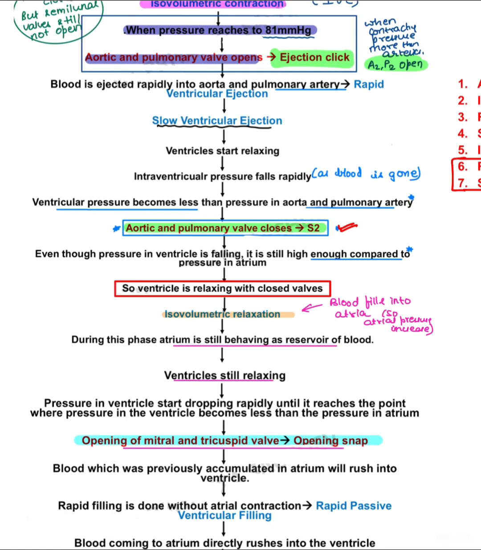Now the pressure in the ventricle starts dropping until it reaches the point where the pressure in the ventricle becomes less than the pressure in the atrium. When the pressure becomes less, what will happen? The mitral and tricuspid valves will open. That is known as the opening snap.